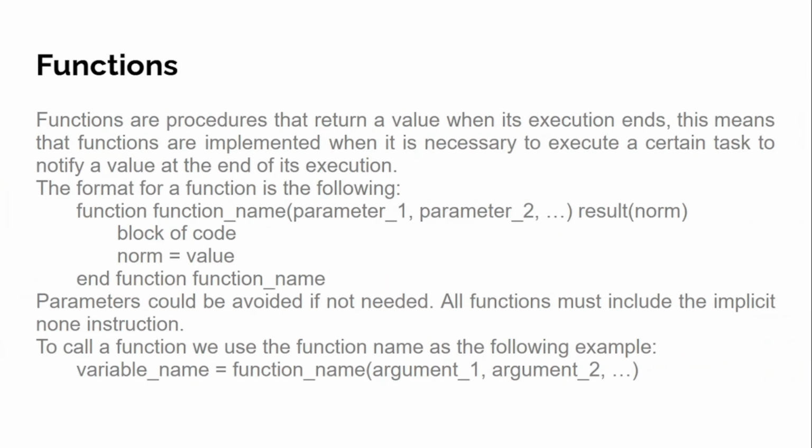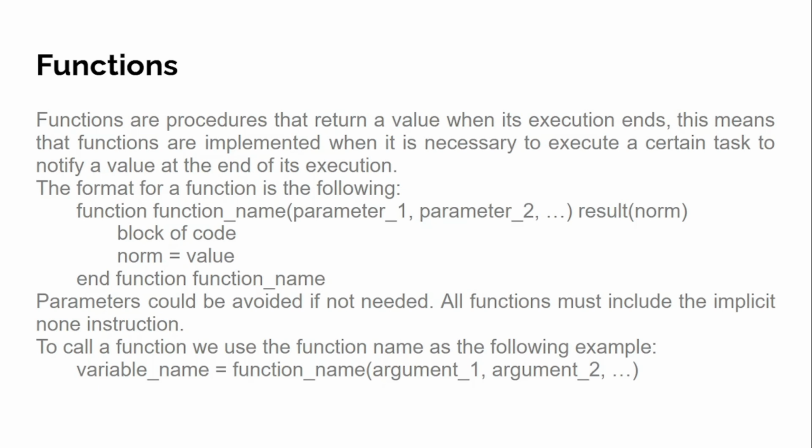Functions. Functions are procedures that return a value when their execution ends. This means that functions are implemented when it is necessary to execute a certain task to notify a value at the end of its execution. The format for a function is the following: function name, parameter 1, parameter 2, result, norm, block of code. Norm equals value, end function name.